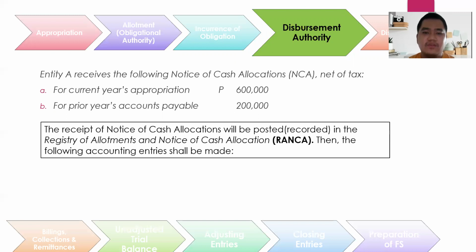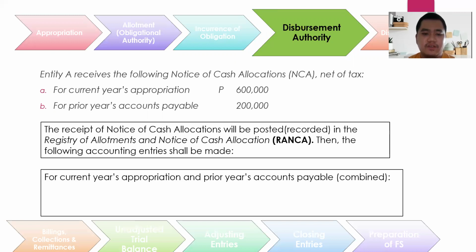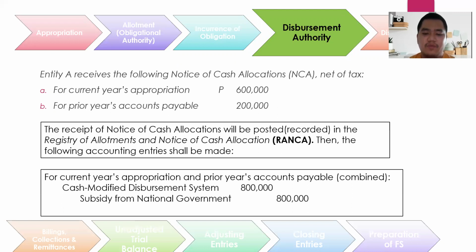As to the accounting entries, the following shall be made. For current year's appropriation and prior year's accounts payable, they may be combined. The debit will be to Cash, Modified Disbursement System Regular, or MDS, 800,000, a total of 600,000 and 200,000 pesos, and then a credit to subsidy from national government, to recognize the receipt of NCA from DBM. Accordingly, the government agency is now authorized to disburse funds or to pay its obligations.